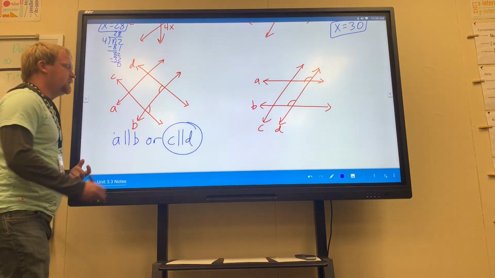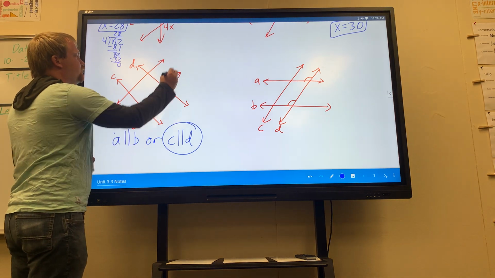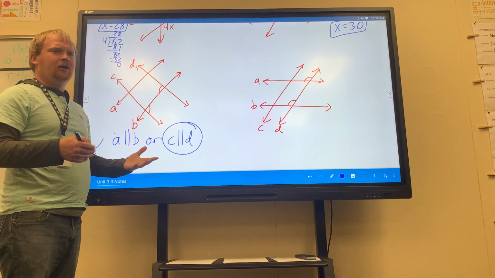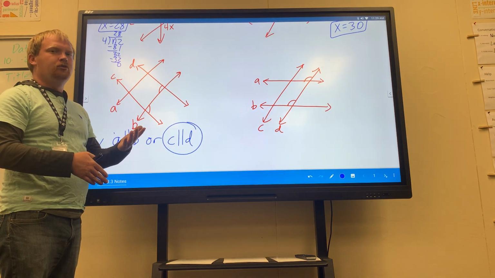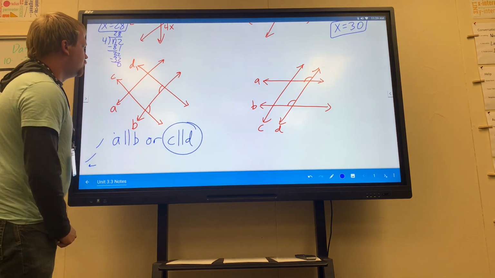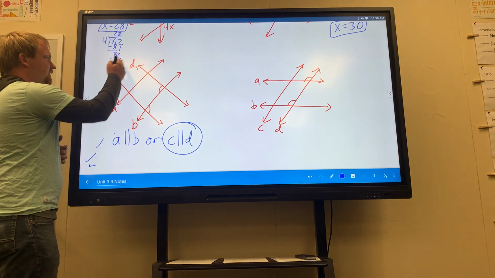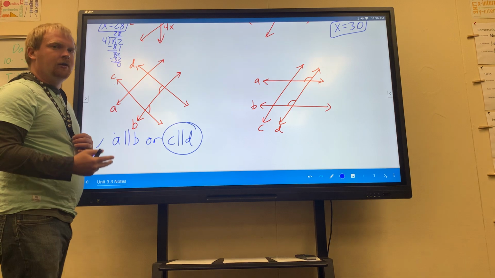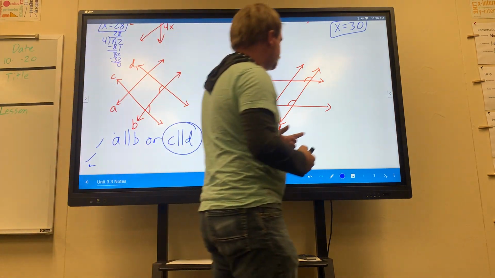That's how I will know, because I identified B as my transversal, and of course the transversal is not the parallel lines because it's crossing through multiple lines. So the two it's crossing is C and D, which means C and D are my parallel lines.